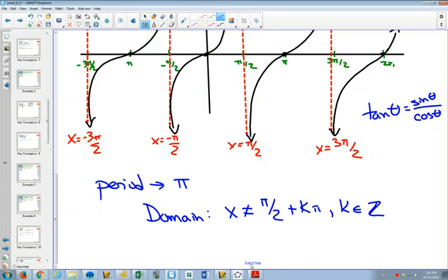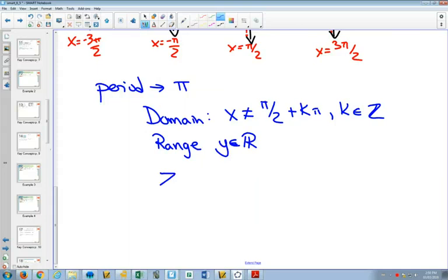The range of tan is everything. And your zeros or x-intercepts of tan are going to be exactly the same as sine. Because if you have a fraction, the only time a fraction is equal to 0 is if your numerator is equal to 0. And since tan is sine over cos, where tan is equal to 0 is going to be exactly the same place where sine is equal to 0. And we know our zeros from sine were this.